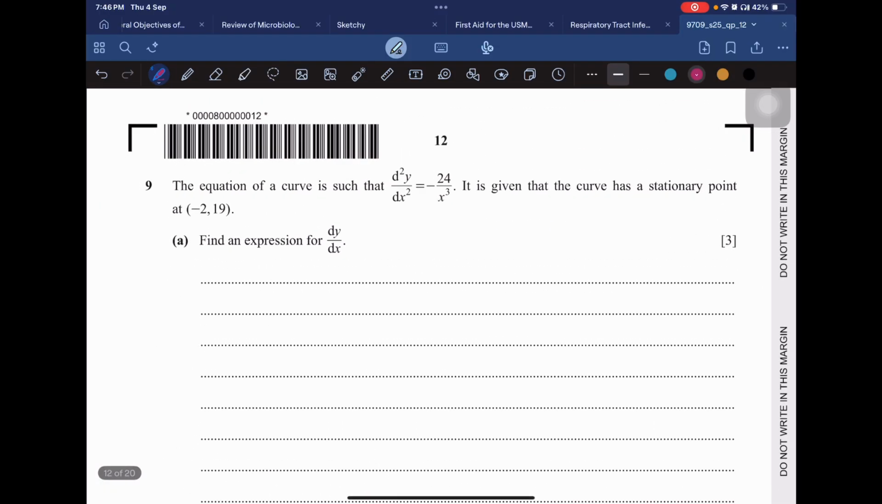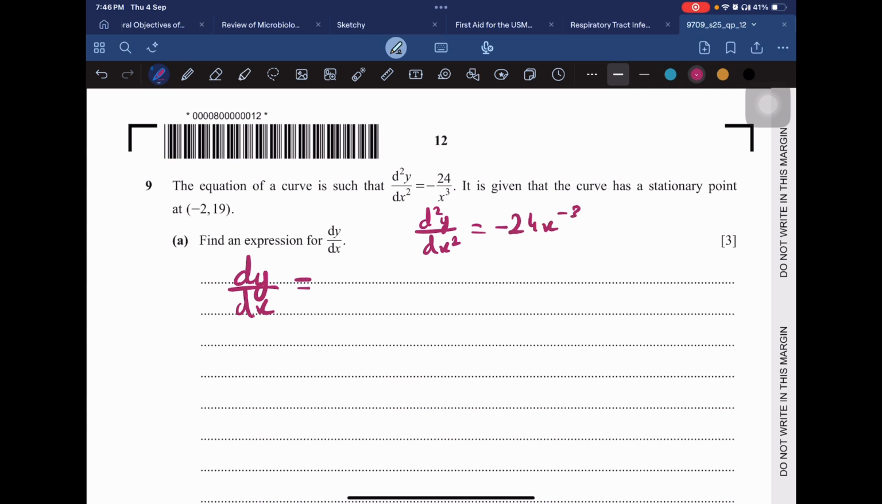Question 9. The equation of a curve is such that d square y over dx square is equal to -24 over x cubed. It is given that the curve has a stationary point at -2, 19. Okay. Find an expression for dy over dx. So when you integrate d square y over dx square, you will get dy over dx. Okay. So we'll first integrate that. So to get dy over dx, first I'll write d square y over dx square in a more simplified form. So I can write this as -24 x power -3.